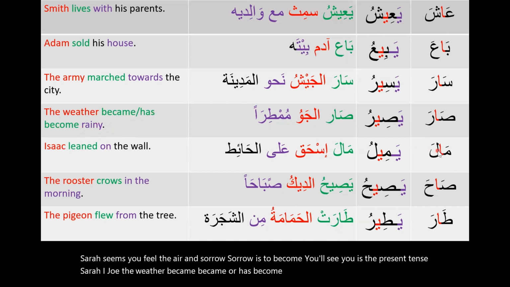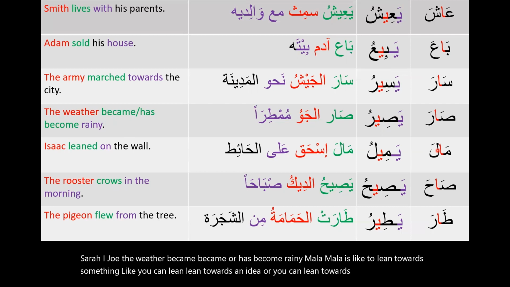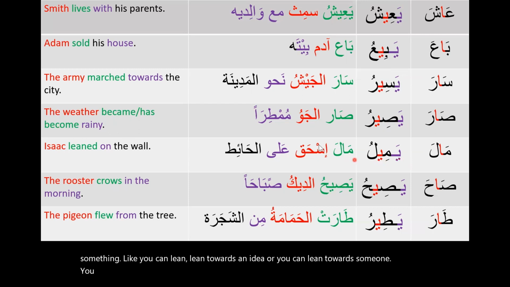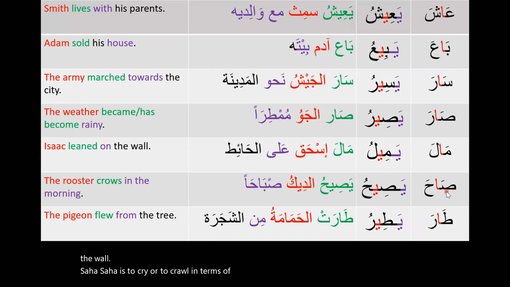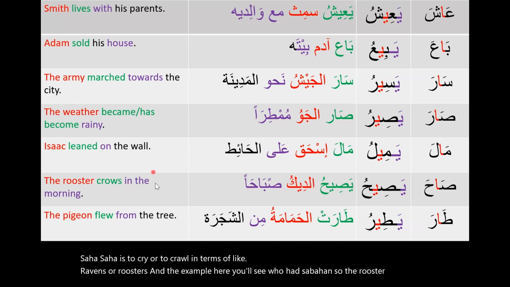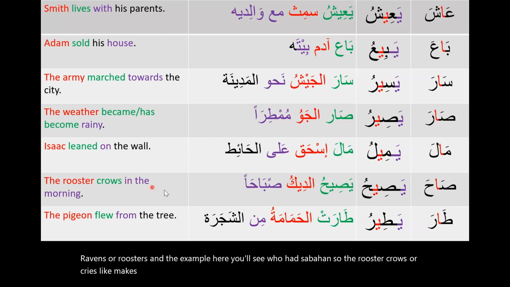Mala is like to lean towards something, like you can lean towards an idea, or you can lean towards someone. You know, مال يميل. So مال إسحاق على الحائط. So Isaac, which is Ishaq in Arabic, leaned on the wall. صاح is to cry or to crow in terms of like ravens or roosters. And the example here, يصيح الديك صباحا. So the rooster crows or cries, like makes that noise in the morning.